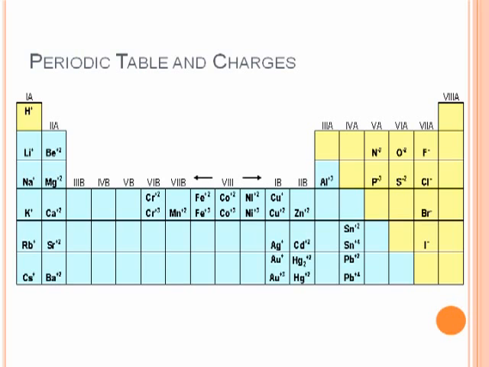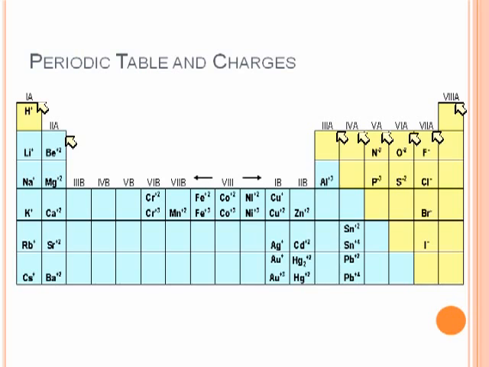Now you can use the periodic chart to determine the charge of certain elements, particularly in the A groups. 1A is +1, 2A is +2, 3A, for example aluminum, +3. Not a good hard and fast rule for 4A, but for 5A, -3, for 6A, -2, for 7A, -1, and 8A typically don't form ions, and so that column is blank, and theirs has 0 charge.